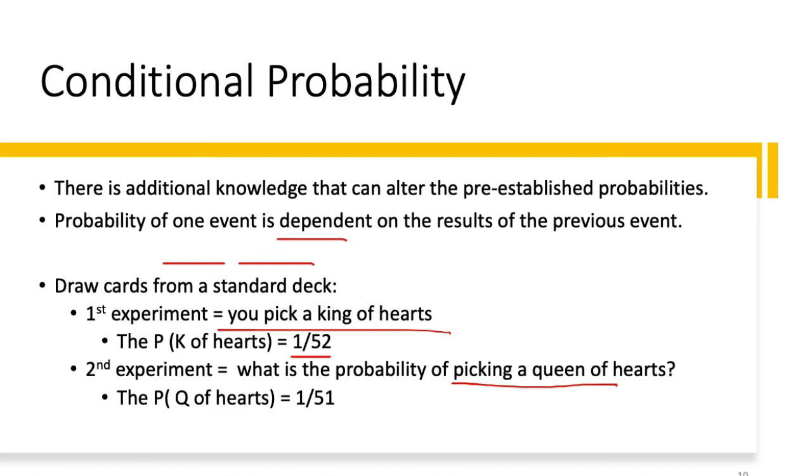Well, since you've removed one of the cards from the deck, and there's only one queen in the deck, the probability of the next card being a queen is 1 out of 51. So conditional probability means that there's an event that has occurred, right? In this case, selection of the king of hearts, that alters the outcome of all future events, namely the probability of selecting a queen of hearts.